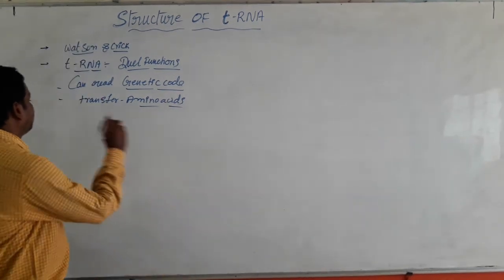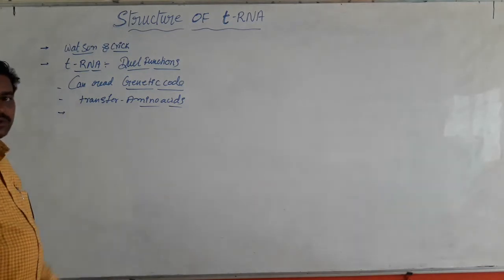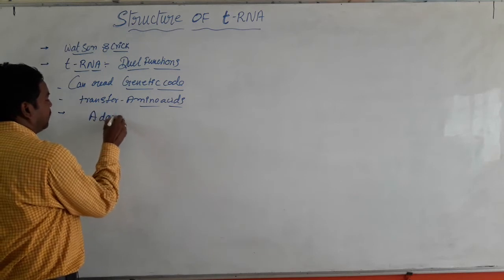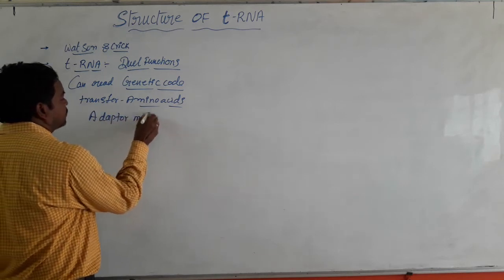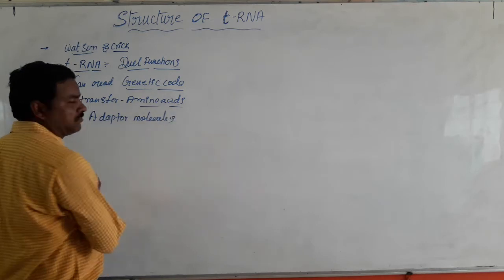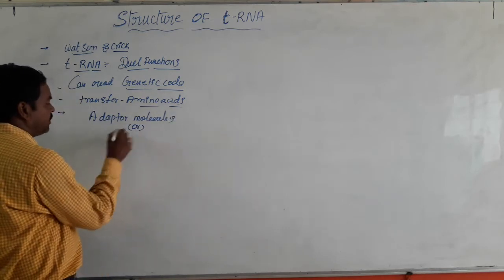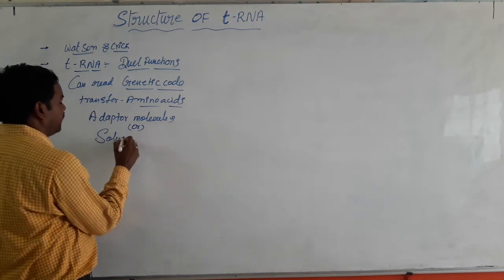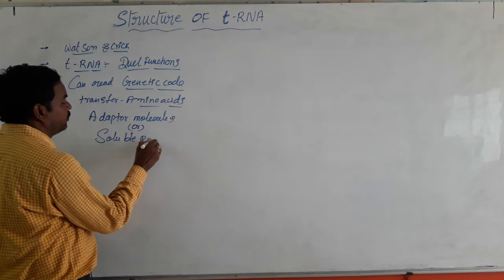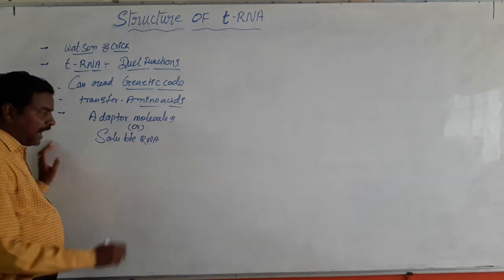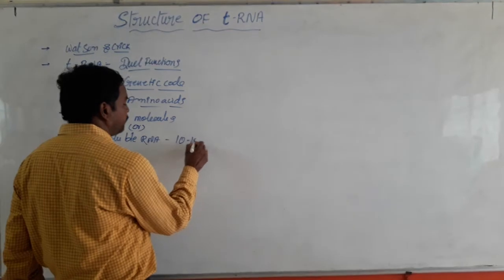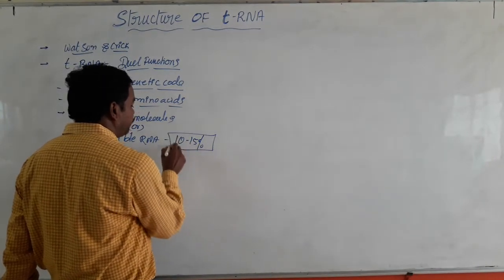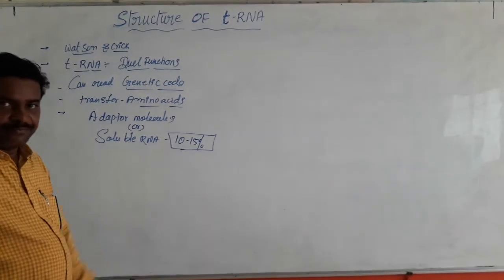At the same time, this tRNA is also called the adapter molecule. It is also called soluble RNA. And it accounts for 10 to 15% of the total cellular RNA.